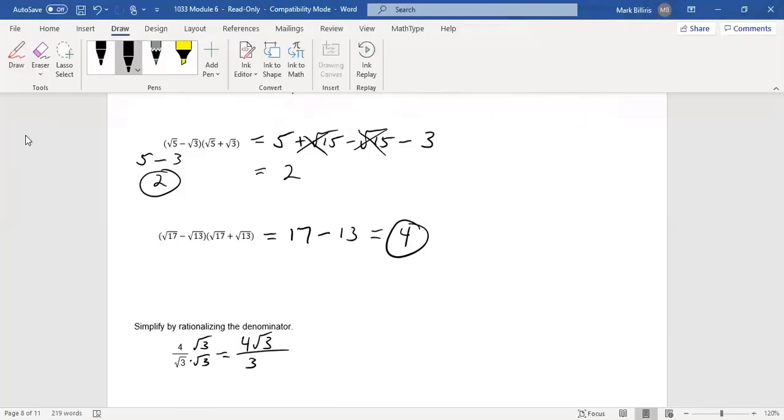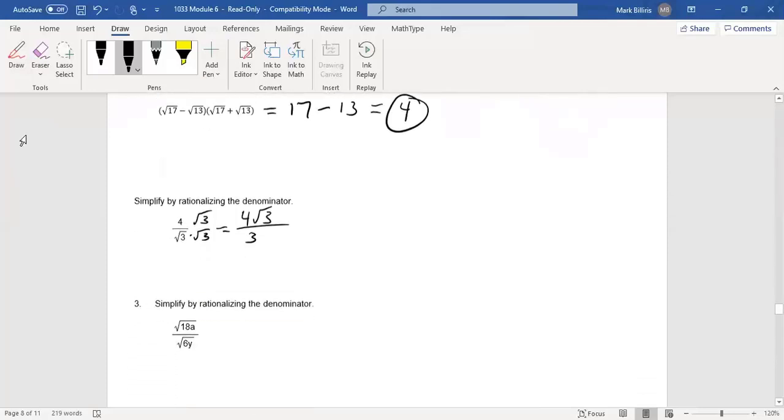Remember, I can't reduce something underneath the radical sign with something that isn't underneath a radical. So this cannot reduce any further. So that would be my final answer, 4 square roots of 3 over 3.